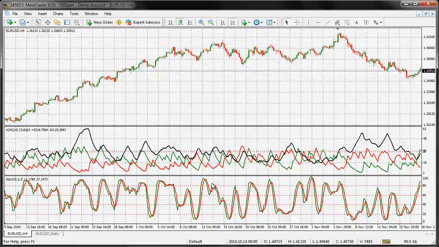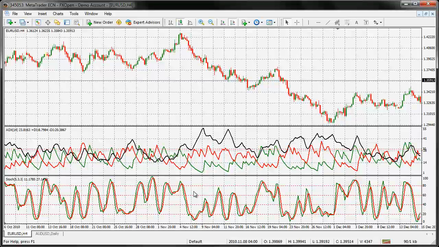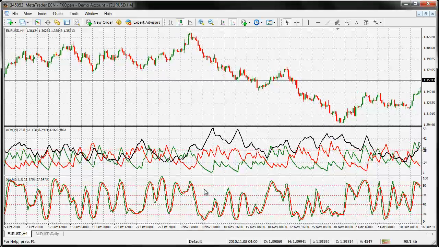Alright, so once you've done that, we're looking for these buy and sell areas in the market, and we're trying to filter out any possible losses that could occur if we didn't have a set of rules. A first rule is to always make sure that this ADX line is above 30. It doesn't always have to be above 30, but if you want a really strong signal, it should be above 30.